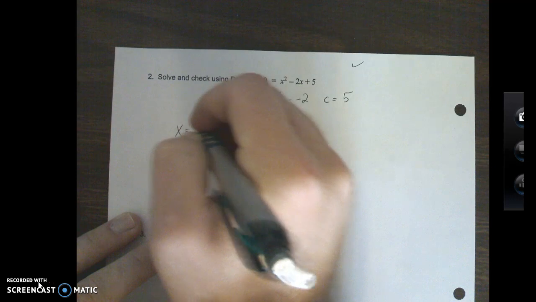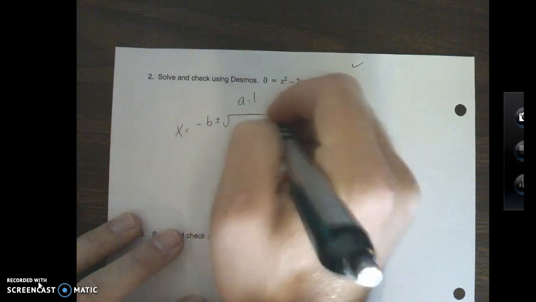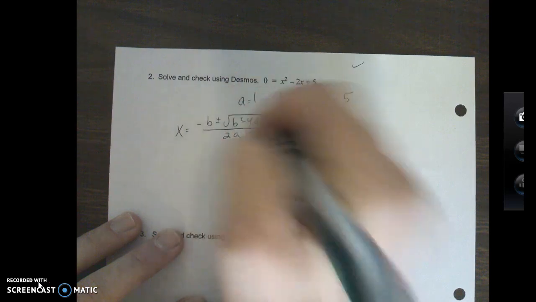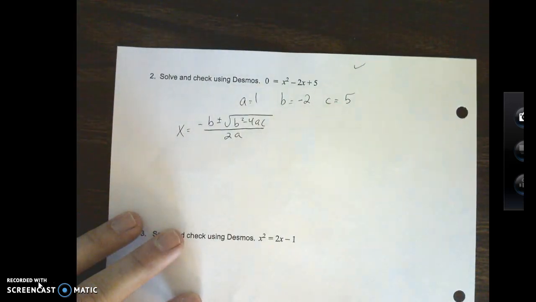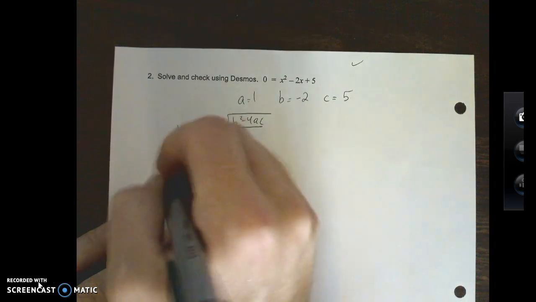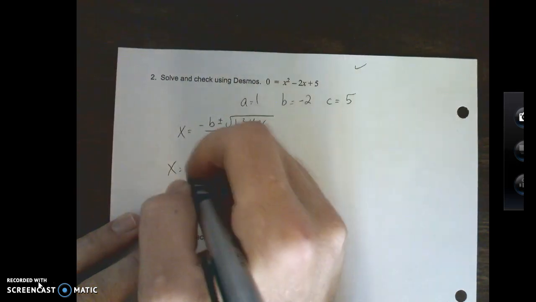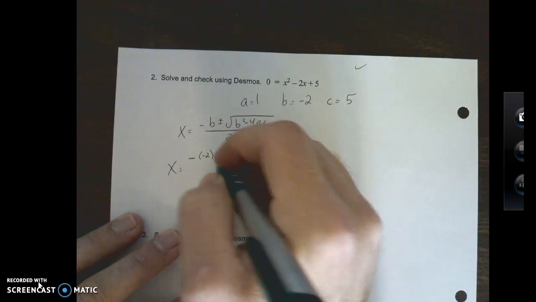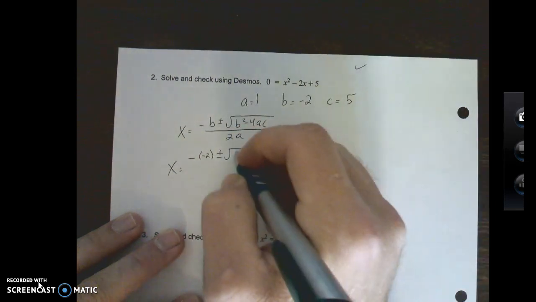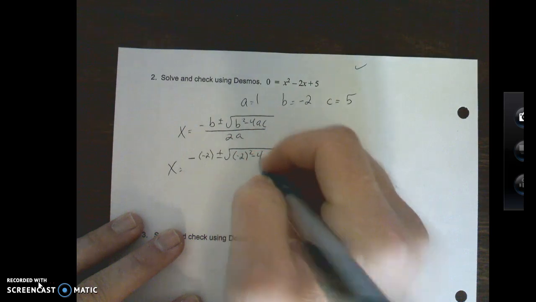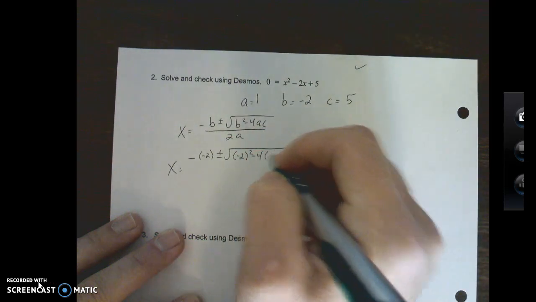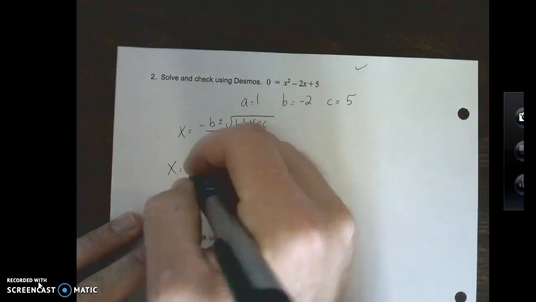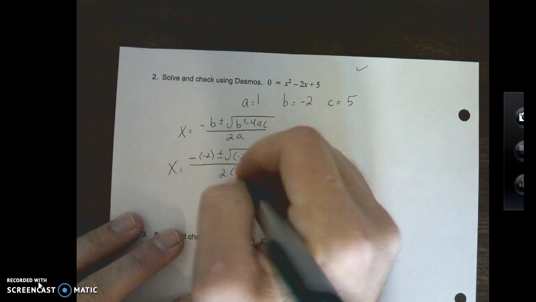All right. So x equals negative B plus or minus the square root of B squared minus 4AC, all of that divided by 2A. You'll get used to the formula. So negative B. Now be careful here. Negative of negative 2. That sign's going to change. B squared is negative 2 squared. Minus 4 times A times C, divided by 2 times 1.